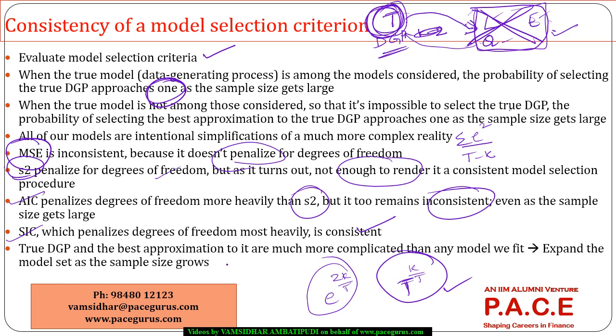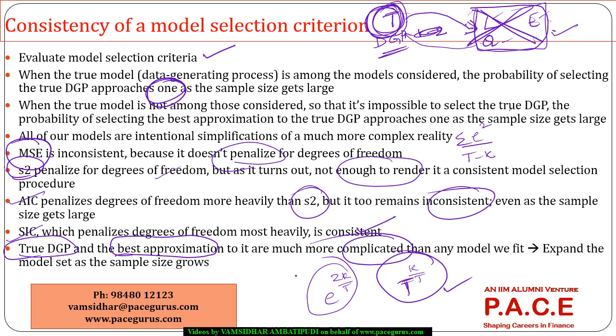So when we are making our conclusions, making a conclusion based on SIC is much more appropriate compared to using S squared or MSE or AIC for that purpose. And we know that the true DGP and the best approximation, see, none of the models could be an exact representation of the true data generation process. So when I'm looking at the best approximation, first of all, these two may not be anywhere closer to each other. The true process is more complicated than any model which we are fitting.